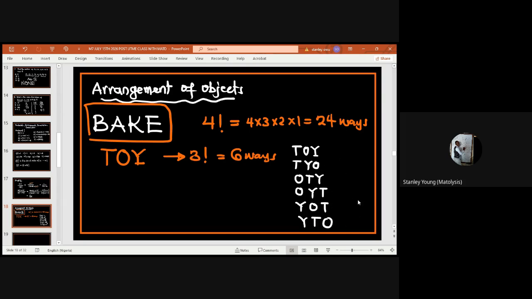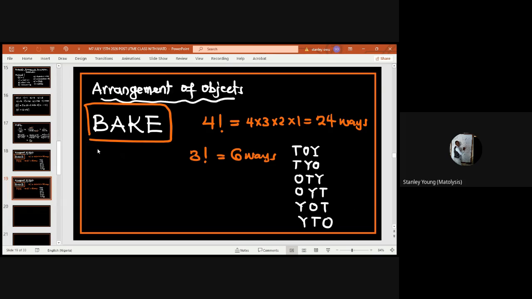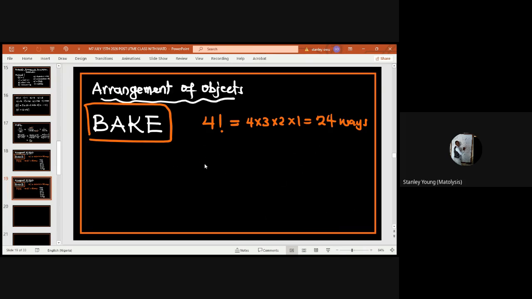So what we have there is 6 different ways of arranging the word toy. Okay, so now let's say the question is further twisted into something like, in how many ways can you arrange the letters in the word bake? You want to arrange the letters in the word bake, but B starting each word.